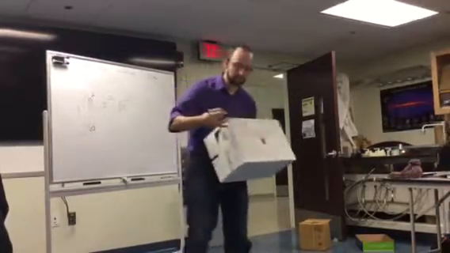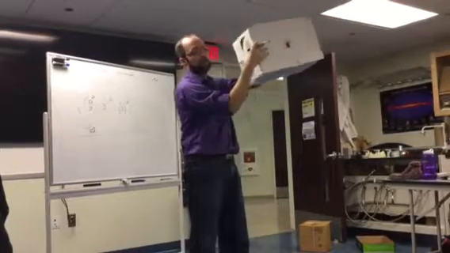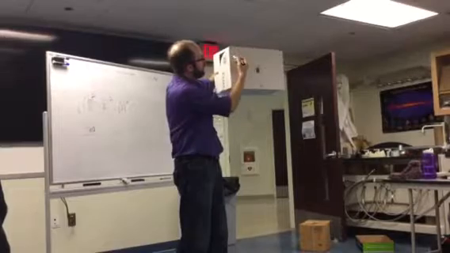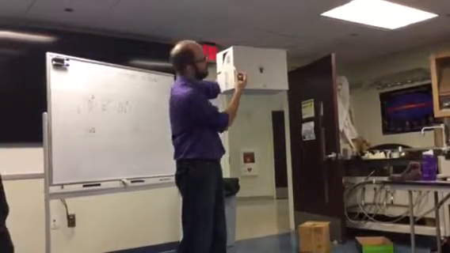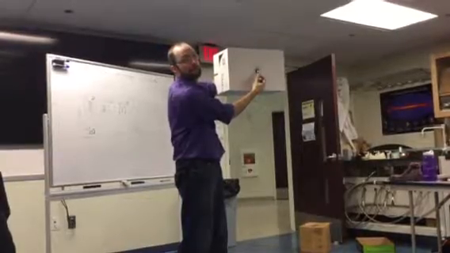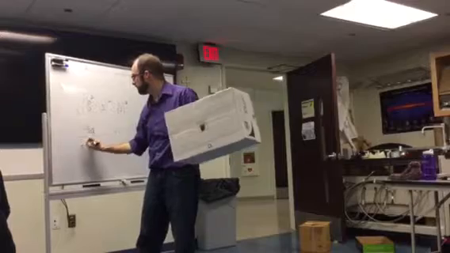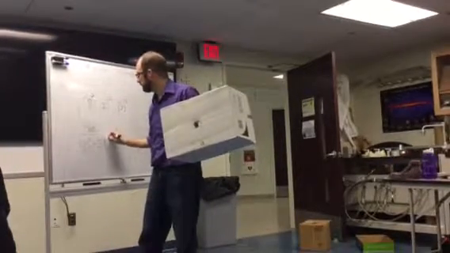Okay, so I need to get from one corner to the very middle. So to get to the middle, I start at one corner. I can go down. How far down do I go? B over 2. And how far over do I go? A over 2. So that's the square root of b over 2 squared plus a over 2 squared.